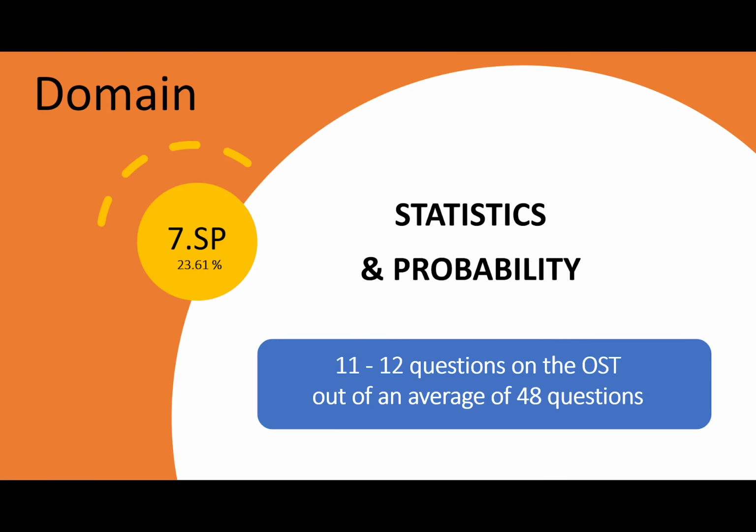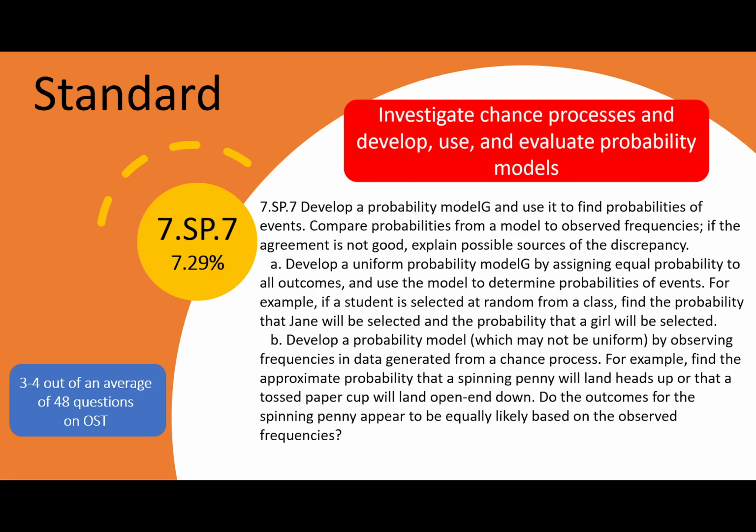Statistics and probability is an important domain. 11 to 12 questions out of 48 are on the test. Investigate chance processes and develop, use, and evaluate probability models. Standard 7.SP.7. This is a very important standard. 3 to 4 questions out of 48 are on the test. Please pause the video and read the description of this standard.